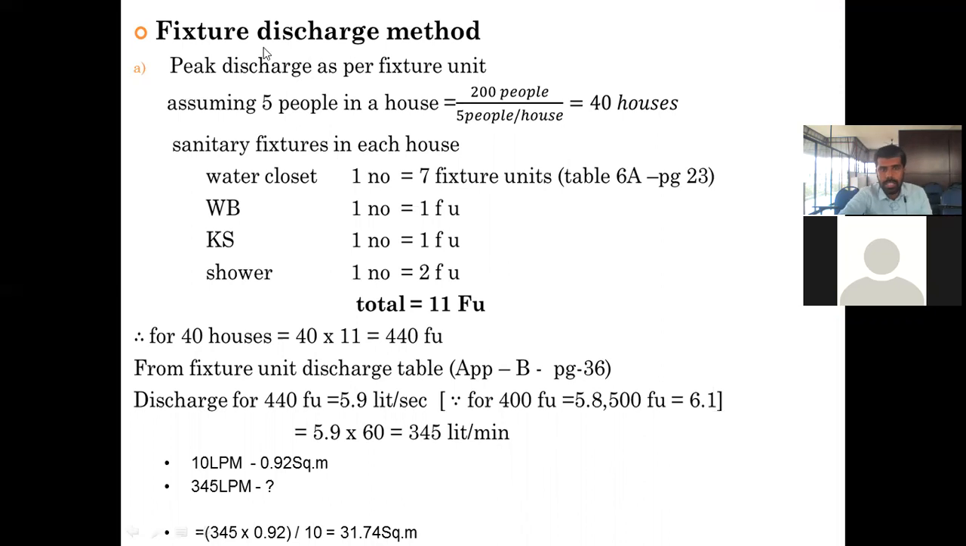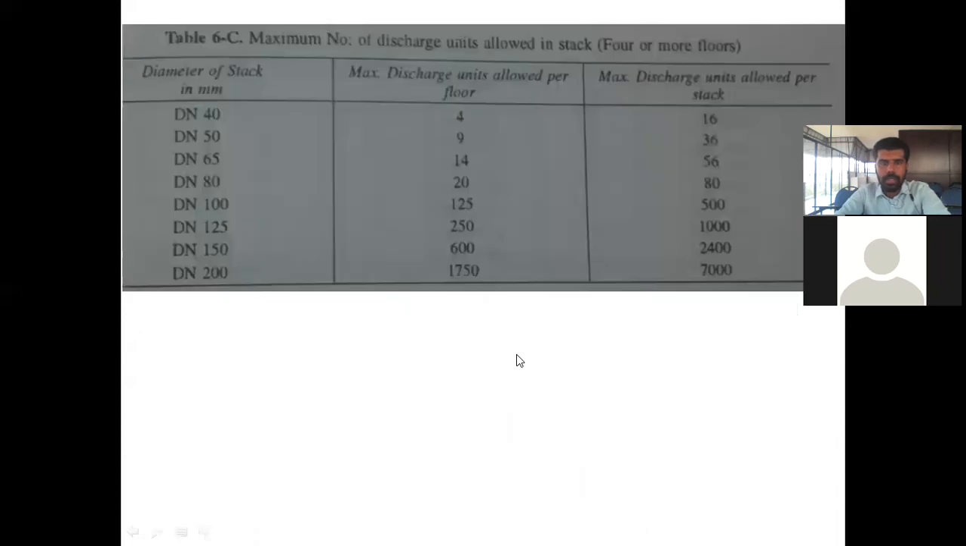Now this is the fixture discharge method only, okay? So you need to know the fixture unit discharge. Depending upon the fixture unit, if you need to know the discharge, you go to page number 36, table B. You have to go to table B. Okay, table B.